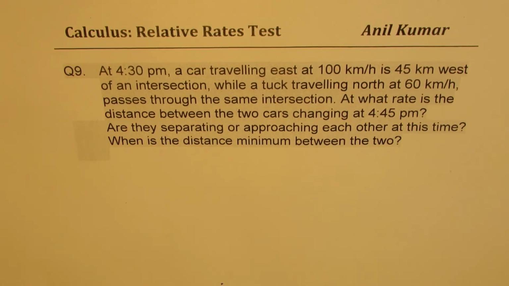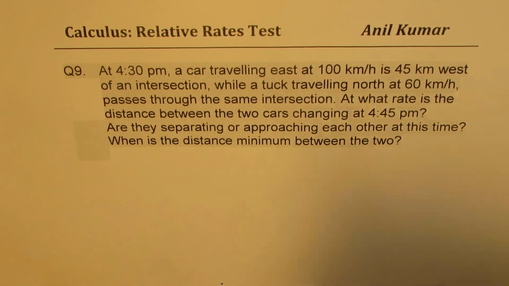Question number 9. At 4:30 p.m., a car traveling east at 100 kilometers per hour is 45 kilometers west of an intersection, while a truck traveling north at 60 kilometers per hour passes through the same intersection. At what rate is the distance between the two cars changing at 4:45 p.m.? Are they separating or approaching each other at this time? When is the distance minimum between the two cars?